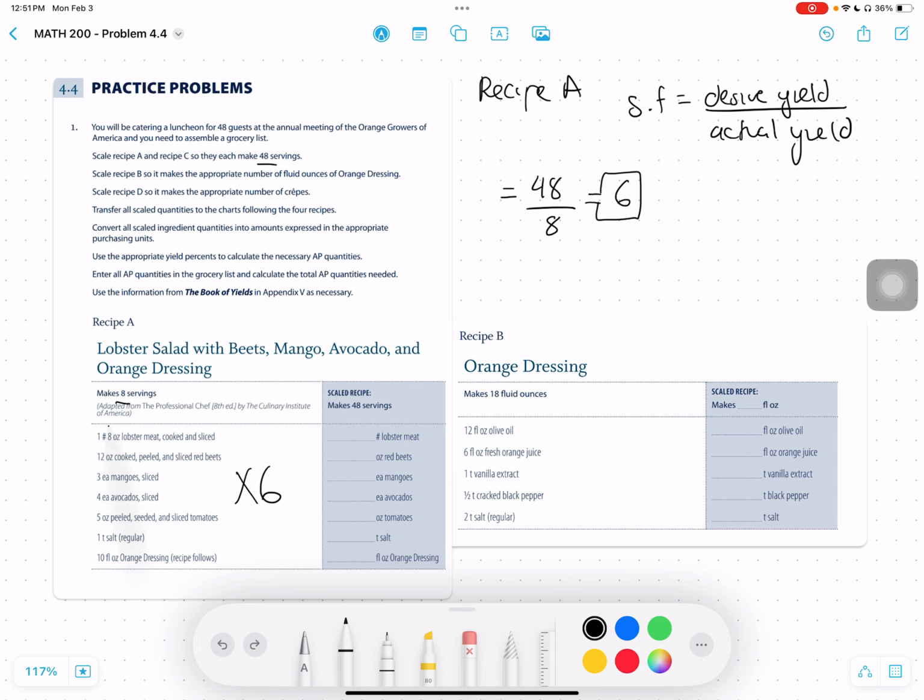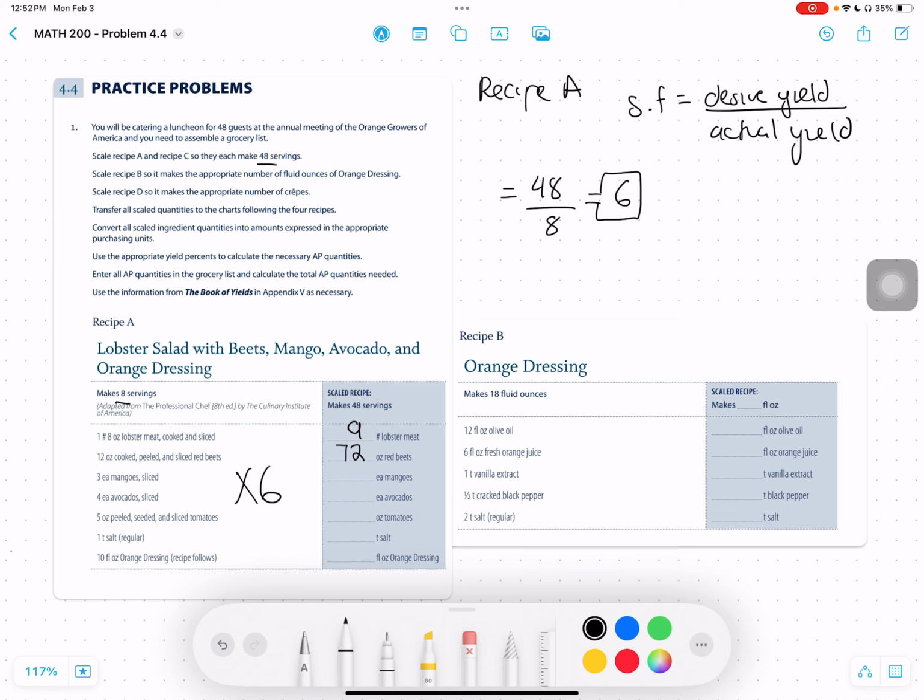The first one says 1 pound and 8 ounces of lobster meat. If you convert the 8 ounces to pounds, this number is 1.5 pounds. So on my calculator, 1.5 times 6, everything times 6, and I get a total of 9 pounds of lobster meat. For the second ingredient, I take 12 ounces and multiply times 6, and I get the total number of ounces that I need, which is 72. Simple multiplication. I'm scaling my recipe right now.